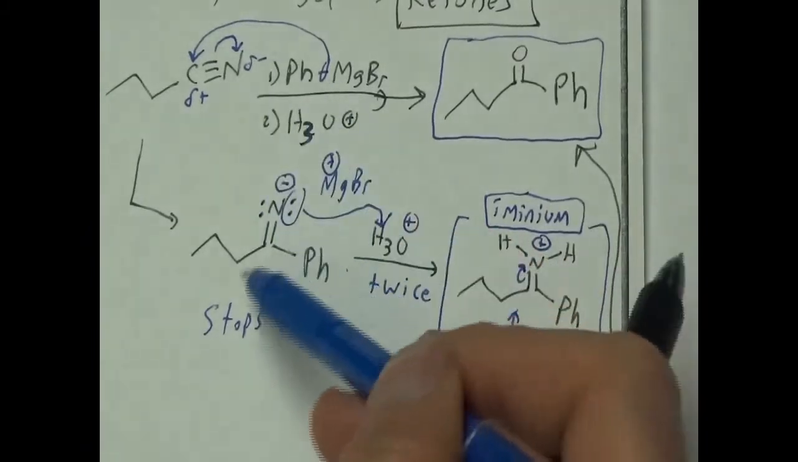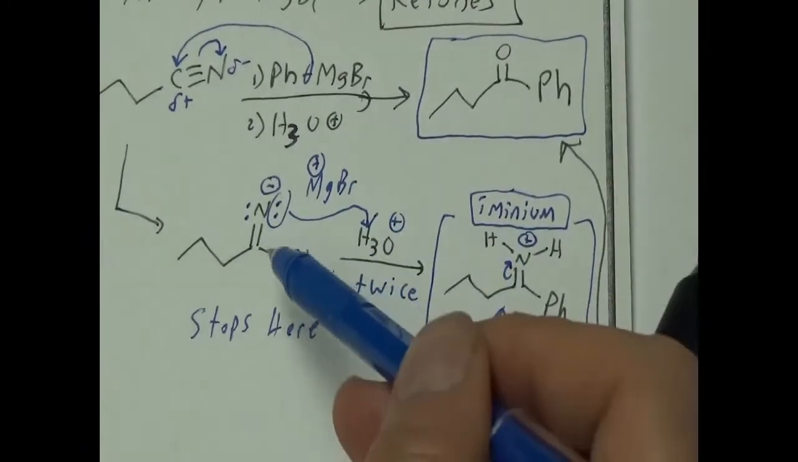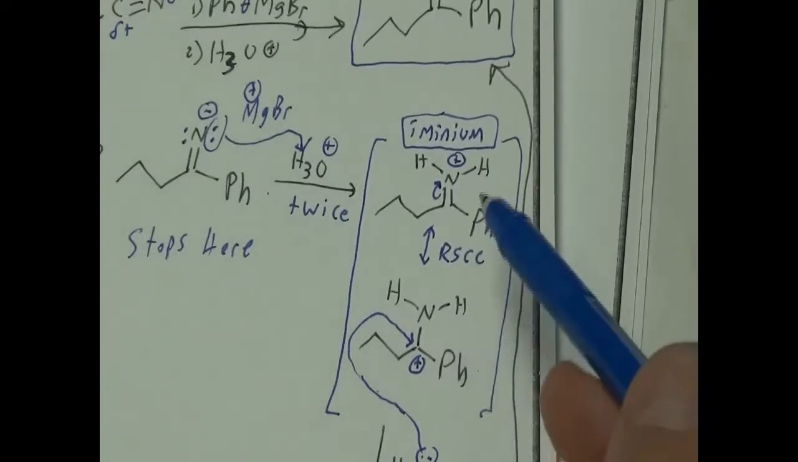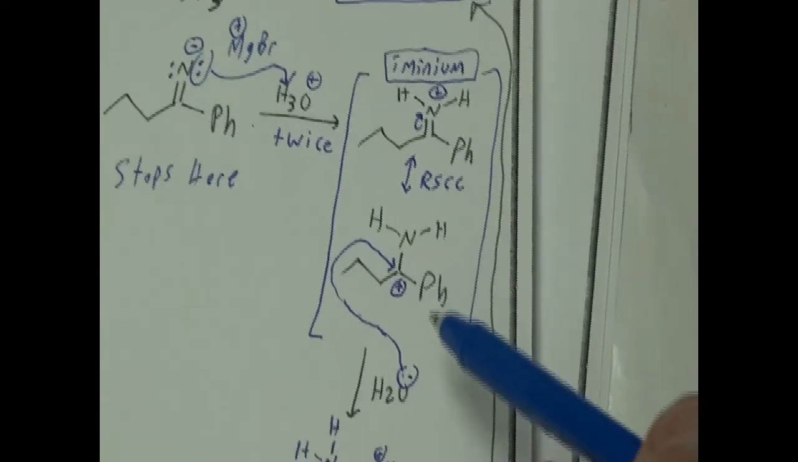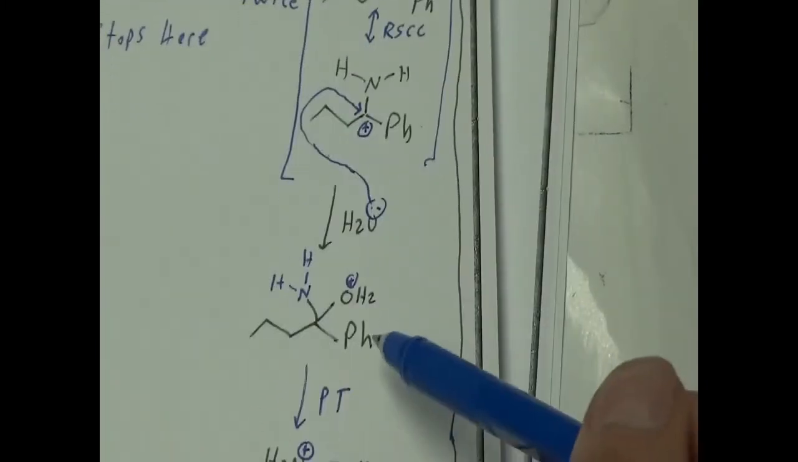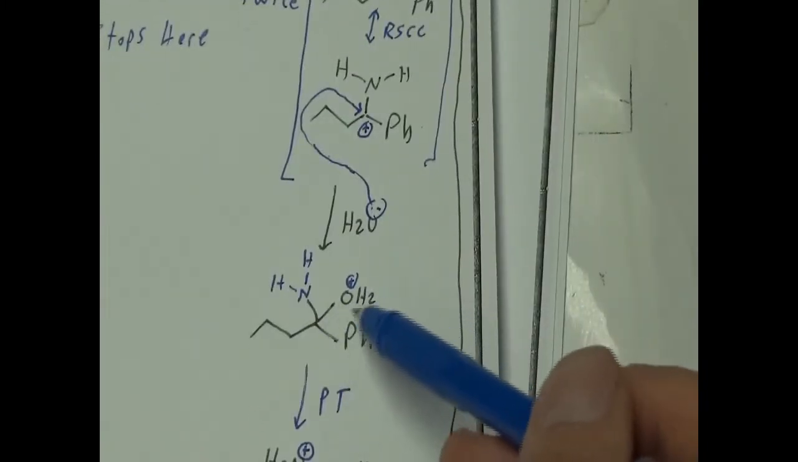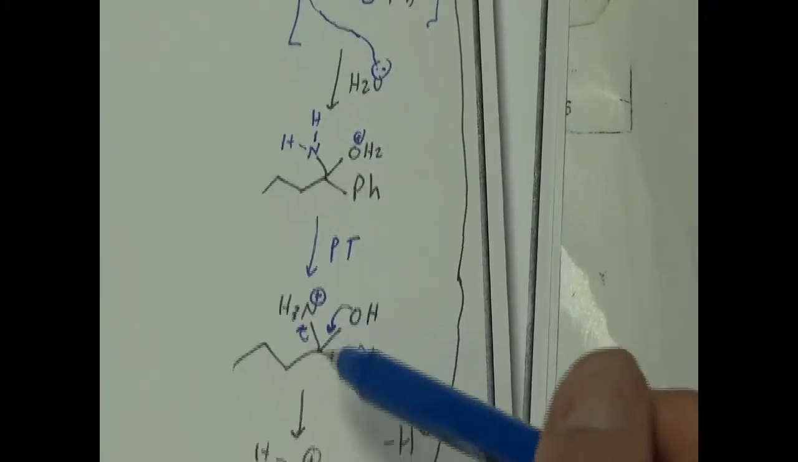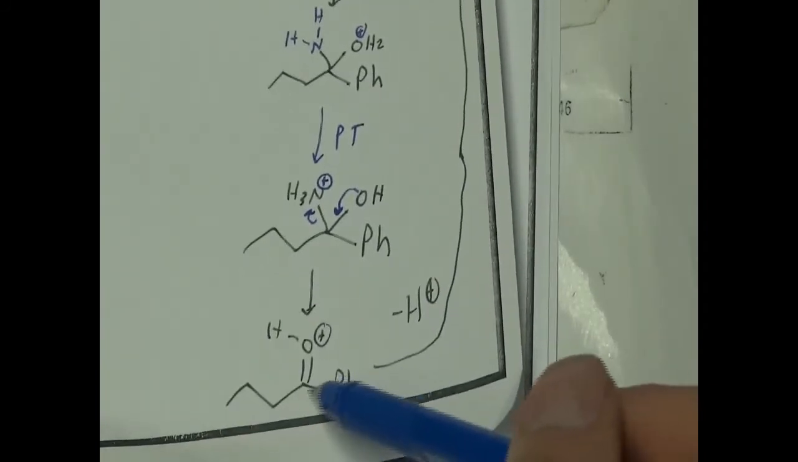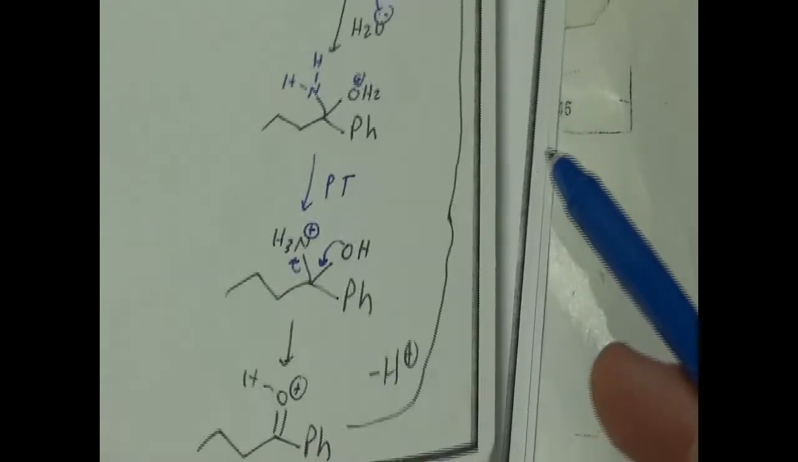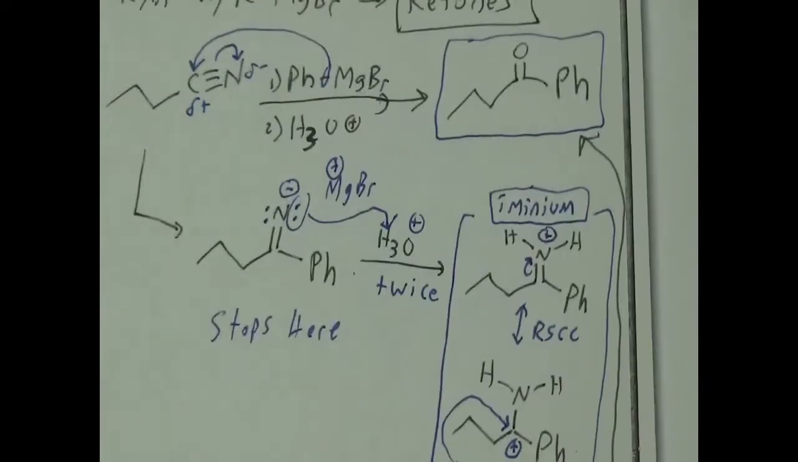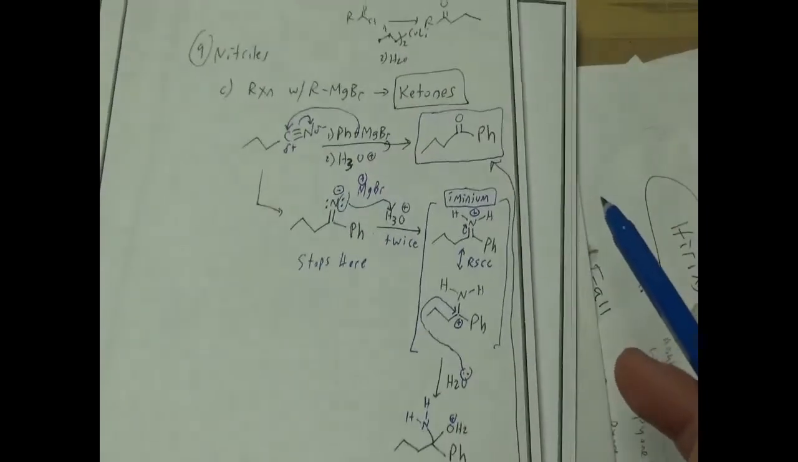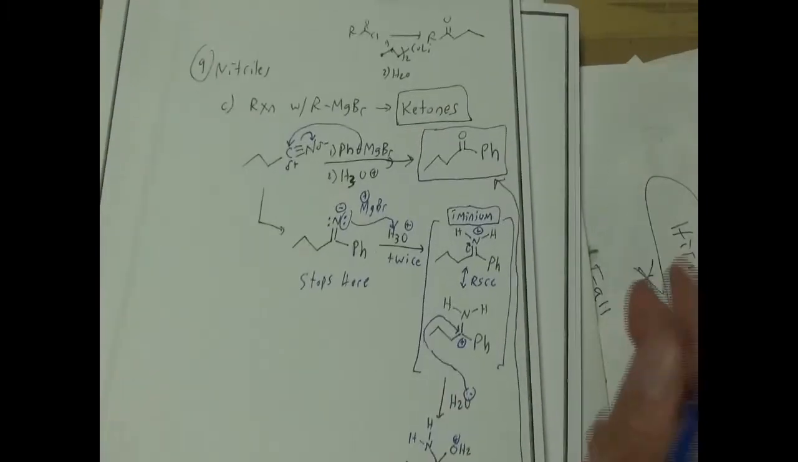Iminium. So when the Grignard attacks and you protonate this intermediate, you get an iminium, which is an RSCC, and that gives rise to the electrophilic carbon. Water attacks, water's attached now. You can proton transfer from oxygen to nitrogen to make a good leaving group. Now it's NH3 plus, oxygen kicks off the NH3, you get a protonated ketone, and then you minus H plus, and you're all the way done. Okay, it's not that crazy of a mechanism. I hope you agree.